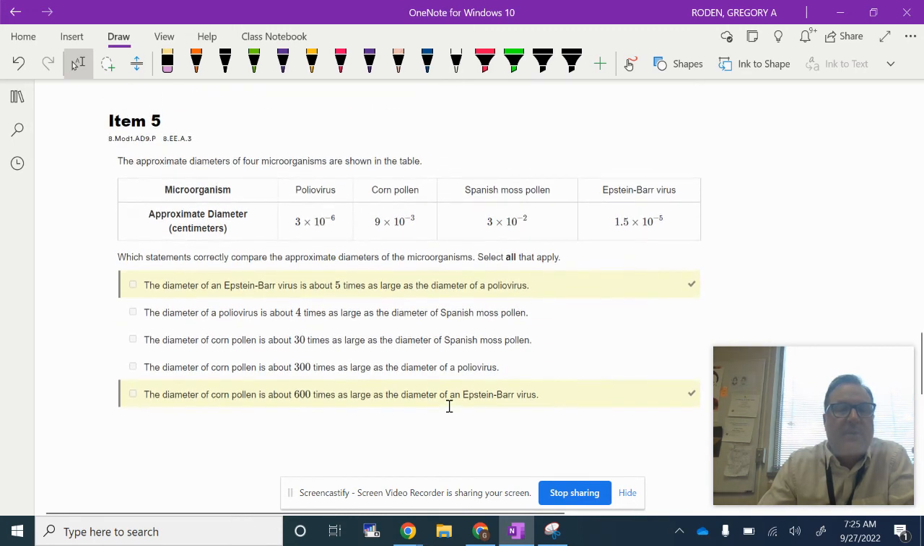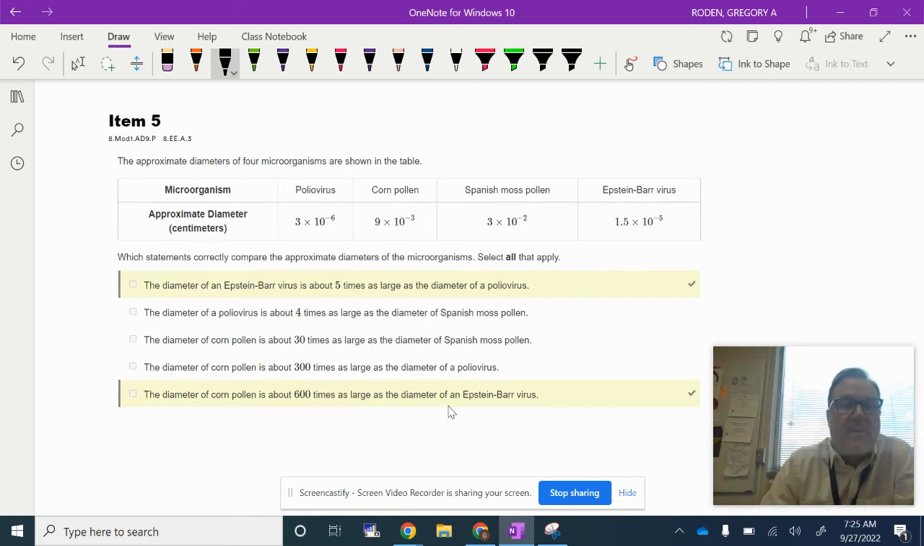All right, number 5, what do you got here? Which statement correctly compares the approximate diameters of the microorganisms? Select all that apply. Okay, so first of all, there's 2 right answers. The first right answer is the diameter of Epstein-Barr virus is about 5 times larger than the diameter of parvovirus. So Epstein-Barr is 1.5 times 10 to the negative 5th. And then what's the other virus?